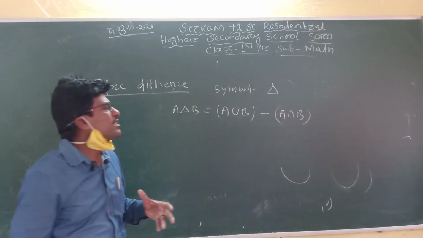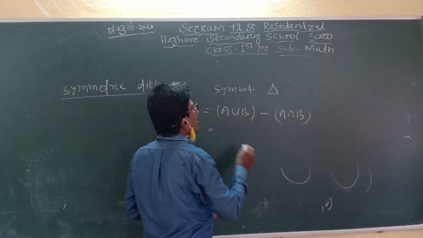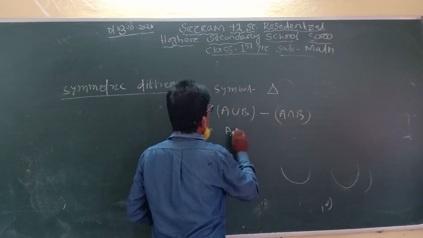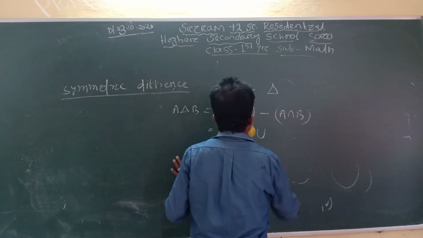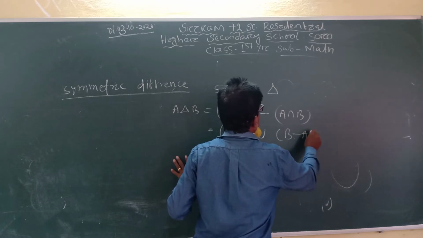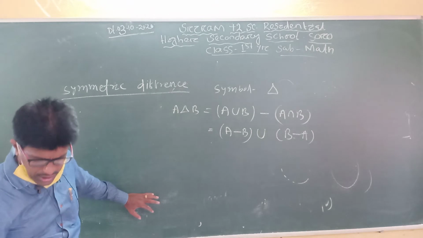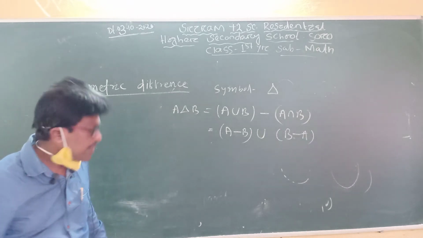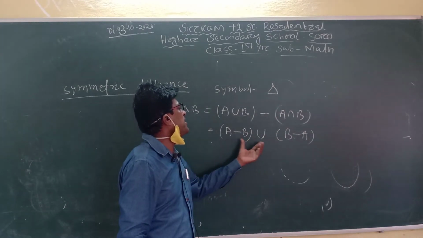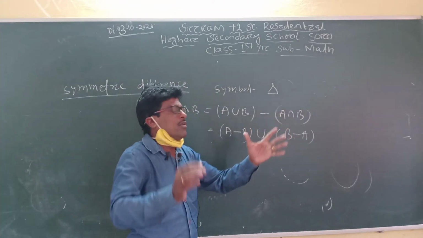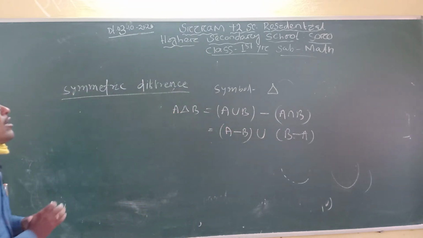From the union, we take the difference of the elements. Also you can express A delta B as A difference B union B difference A. Those two are the same. You look, those two values are the same: A union B difference A intersection B is equal to A difference B union B difference A. How? I will draw the Venn diagram and you will understand better, I think.